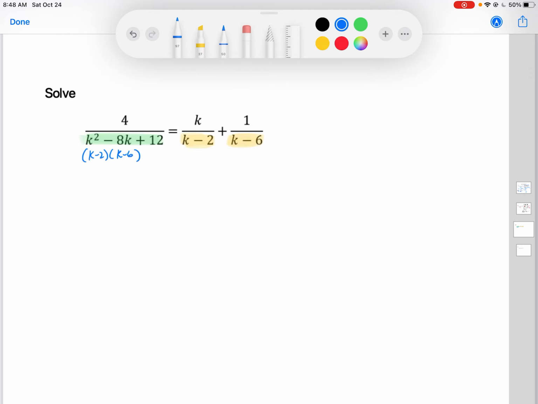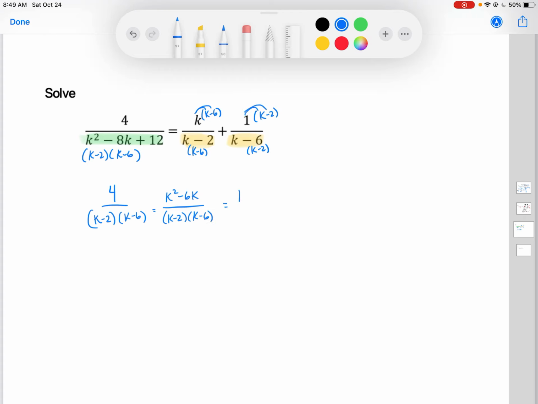That often happens. So at this point, what I'm going to do is multiply by my missing factors, each one. So this one's missing the k minus 6. This one's missing the k minus 2, like so. And then I'm going to go ahead and rewrite it. So it's 4 over k minus 2, k minus 6. That's equal to, and then I'm going to distribute, so k squared minus 6k over the same thing, k minus 2, k minus 6.